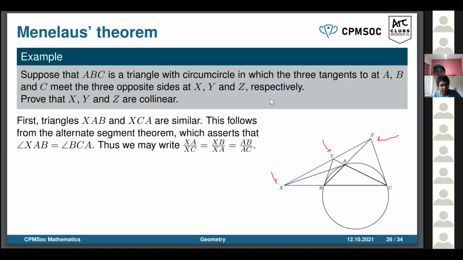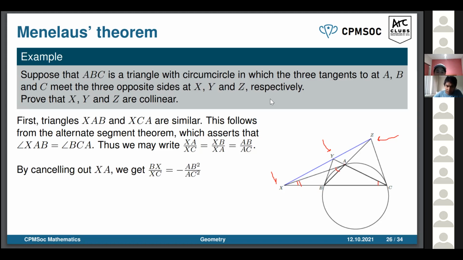So triangles XAB and XCA are similar. This uses the alternate segment theorem which we saw at the beginning. So we have these two angles are the same, and also this angle is common. So we have XAB and XCA similar. Using similar triangle ratios, we have XA over XC equals XB over XA equals AB over AC. So we get three ratios from the similar triangles.